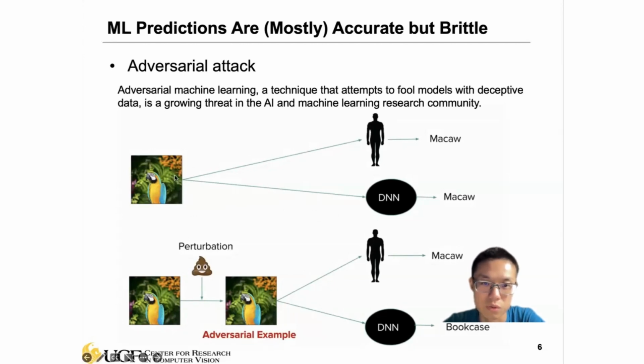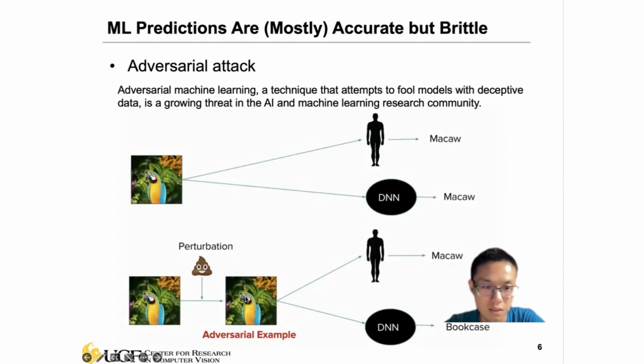Simply put, taking image classification as an example, we have this data and we train a machine learning model, in this case maybe a deep neural network. We are able to train the model to recognize this particular object correctly, which confirms with human perception. We all recognize this as a macaw image. But for the adversarial attack, the idea is that we add some perturbation to the original image and generate this adversarial example. In this case, you can see that there's not much difference between this adversarial example and the original image.